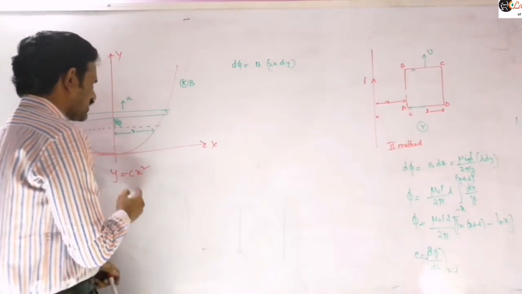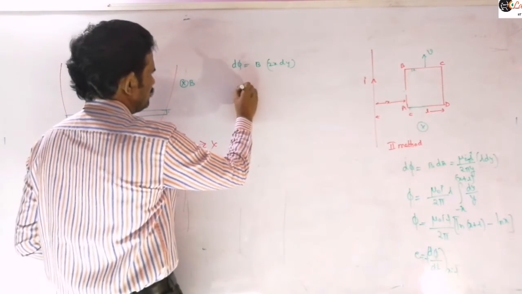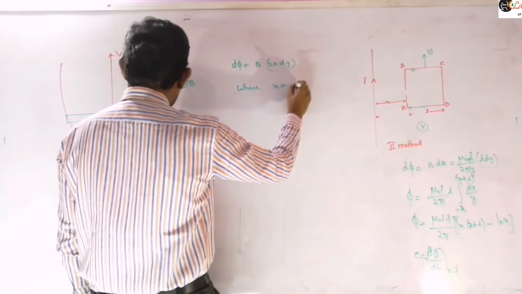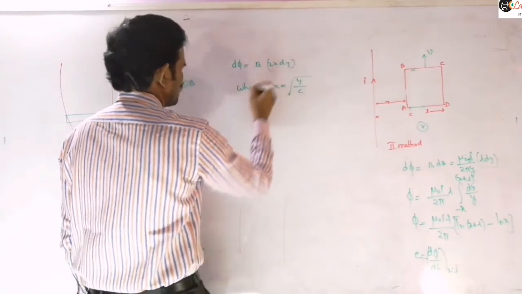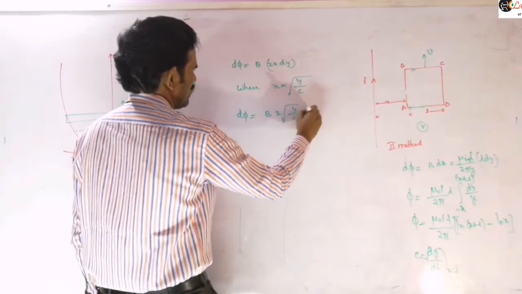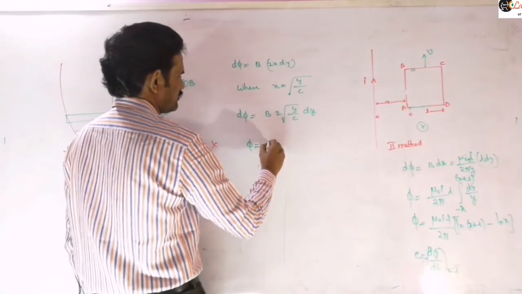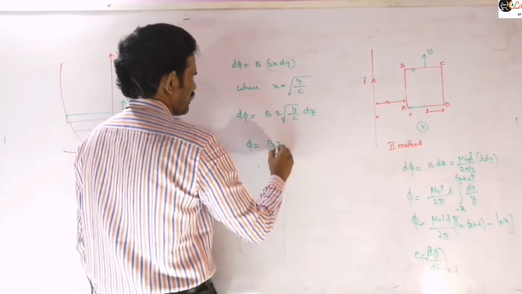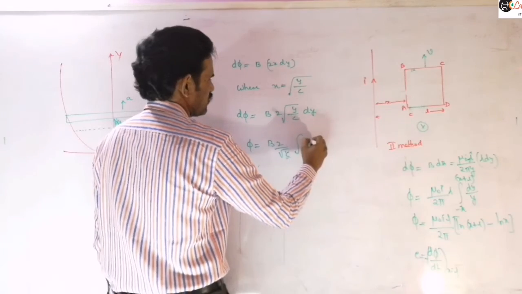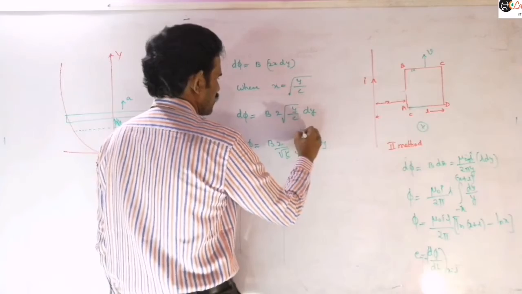And the x value we can write by using this equation here. B is a constant value. So x is equal to root of y by c. You can substitute that value there. Therefore d phi is equal to B into 2 into root of y by c into dy. Now we can write the total flux expression as B into 2 by root c, and the integral of root y into dy, from 0 to y.